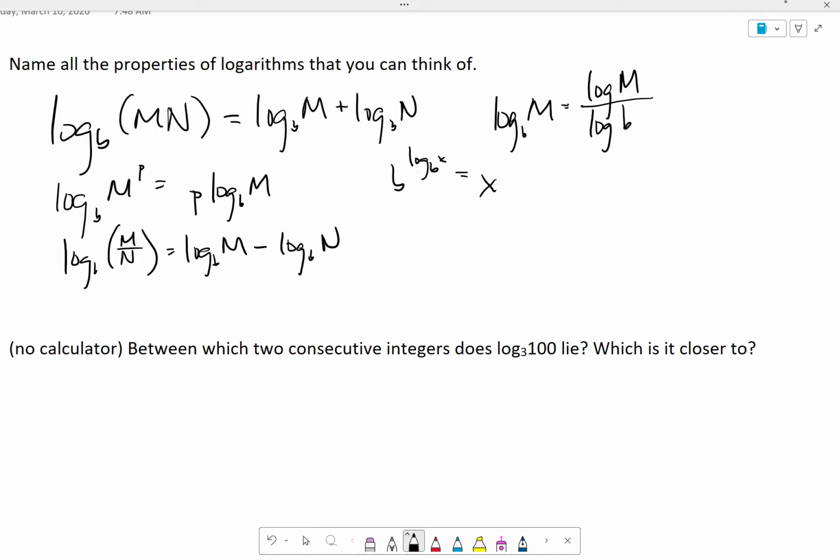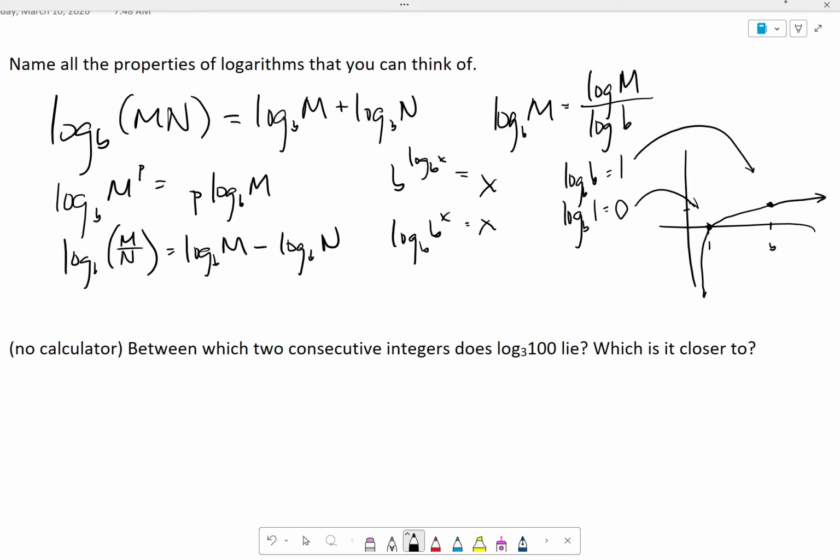From that, these are just things you know about logs. You can imagine the log I'm about to put up there. It's definitely going through the point 1, 0, and the point b comma 1. That's where this one comes from. That's this, and this, that's this. You know I want 3 points on it anytime you graph a log. Just getting these logarithmic juices flowing.